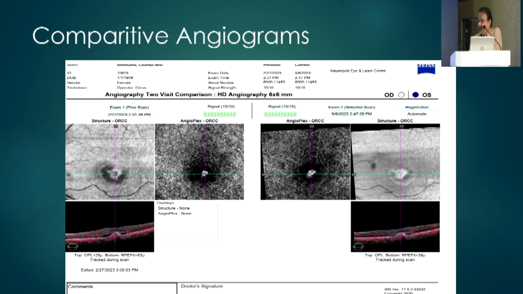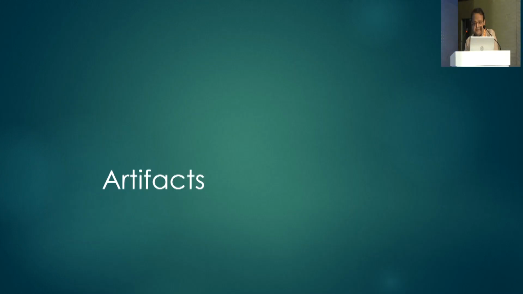OCTA also helps us to compare pictures. This is one patient. You can see the signal strength is good and almost the same. We have given anti-VEGF. This patient was quiescent for a period of 4 to 6 months. When the patient came, there is an enlargement of a CNV or a progression of a CNV. This indicates yes, you have to re-inject in this patient.